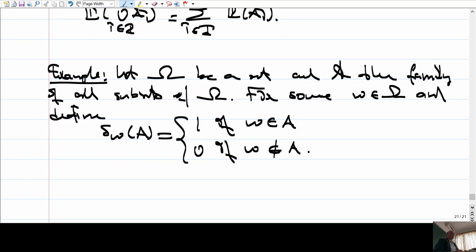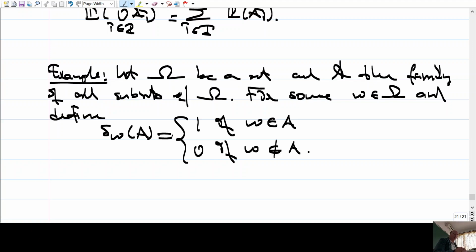Okay. So your sigma algebra is the power set of omega, and you define this measure on this sigma algebra. You take any subset of omega. If it contains this fixed element, you choose some element omega, you fix it once for all. If your subset contains this element, the measure of this subset is 1. Otherwise, it is 0. Well, this function satisfies all these three properties.